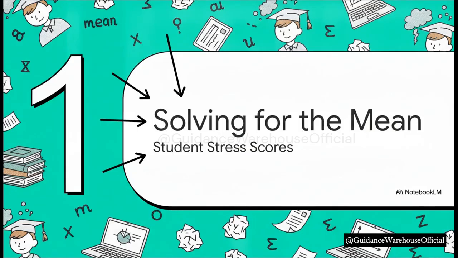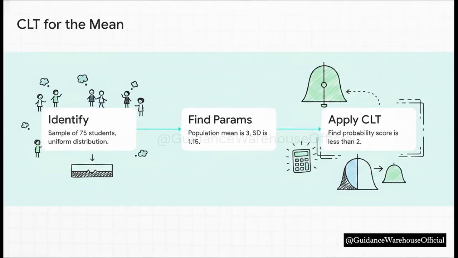All right, example 1, solving for the mean using our college students' stress scores. Let's make this super concrete with those stressed out college students from earlier. The real trick here is just extracting the right numbers from the word problem. Step 1, we identify our sample size. That's 75 students. The problem tells us the stress scores follow a uniform distribution from 1 to 5. Step 2, using our uniform distribution formulas, we find the population mean is exactly 3 and the standard deviation is about 1.15.